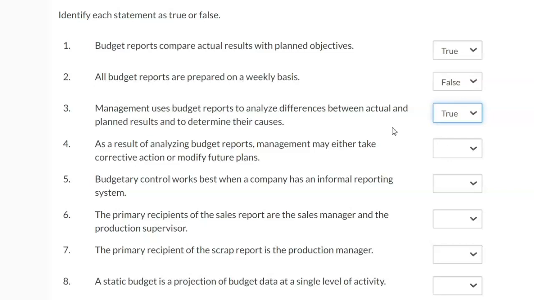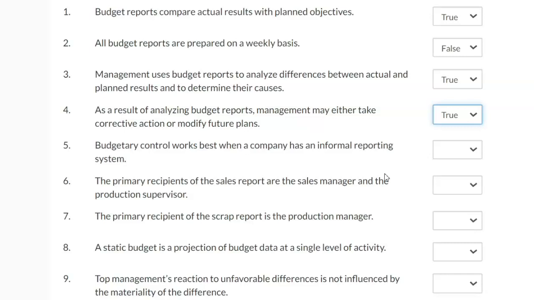What's it going to be? As a result, yeah, it's true. Third one is true. Okay, yes, good. As a result of analyzing budget reports, management may either take corrective action or modify future plans. True.